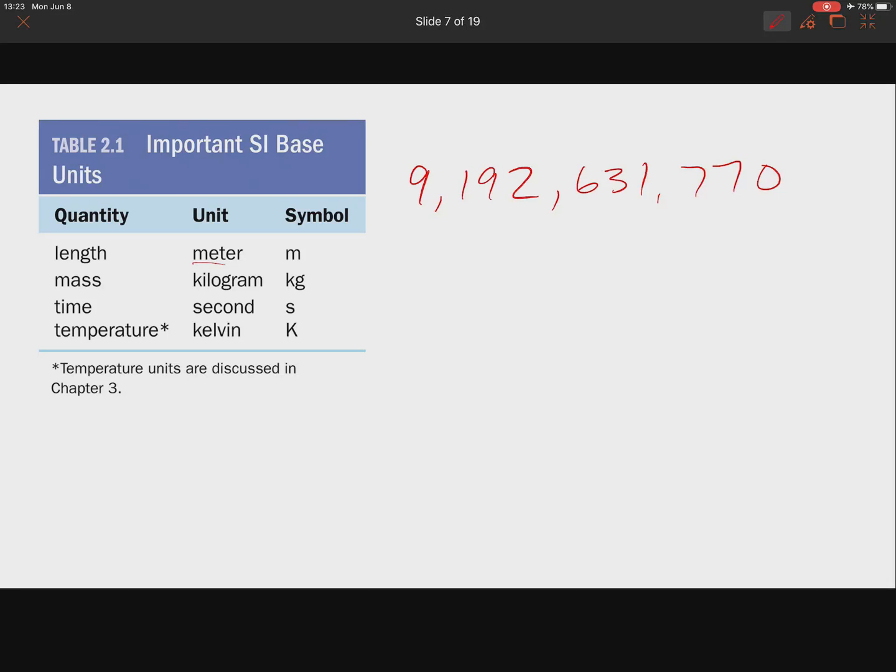9,192,631,770 periods. So light, we say, oscillates. And depending on what frequency the light oscillates, we can say what color it is, essentially. And so the cesium atom is what we use to define the second. There's a certain electron transition that happens in the cesium-133 atom that releases a type of light. And when that light transitions back and forth this number of times, that's what we define 1 second as. So it's the number of oscillations of a specific type of light.